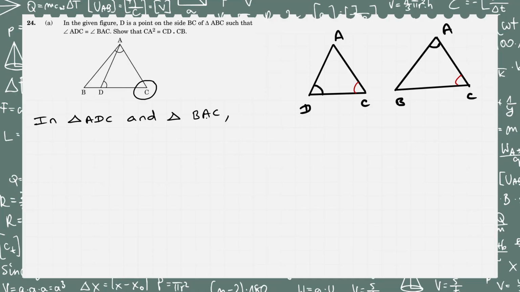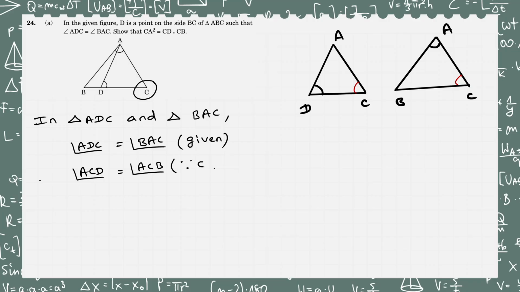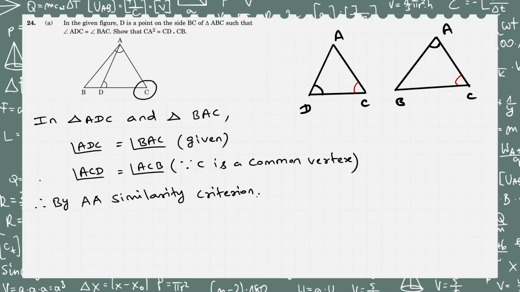In triangle ADC and triangle BAC, angle ADC equal to angle BAC. This was already given. That's the reason. And also angle ACD equal to angle ACB, since C is a common vertex, right? C is a common vertex, so the angle will be the same angle. Therefore, by AA similarity criterion, triangle ADC is similar to triangle BAC.